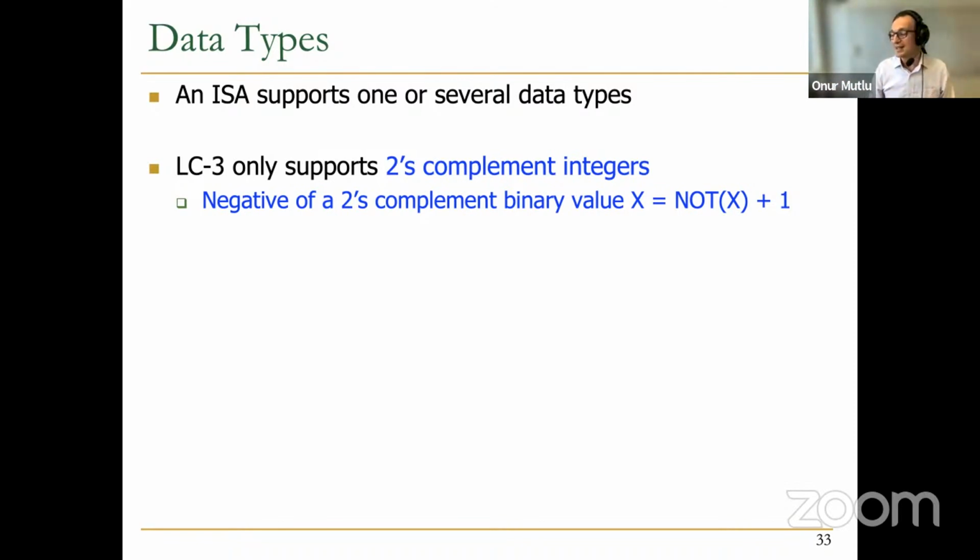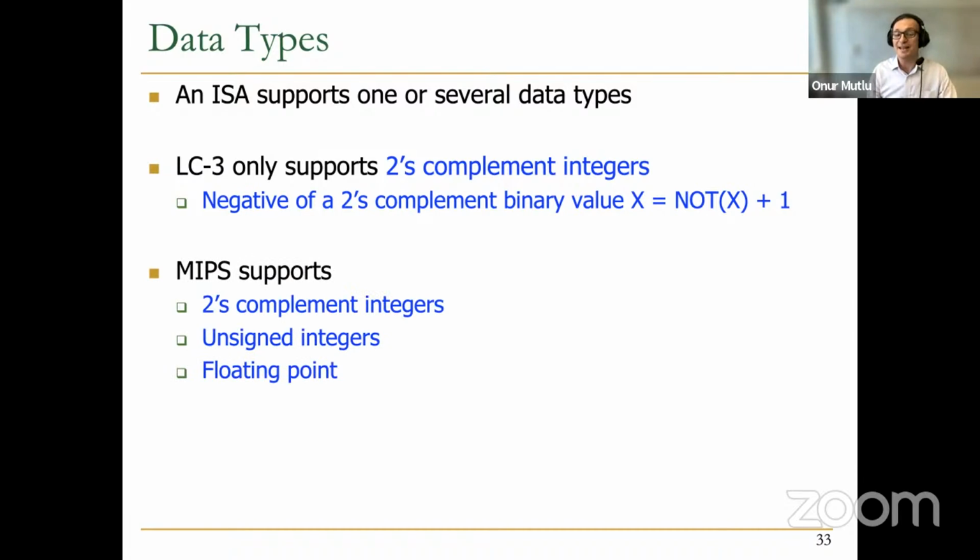And LC3 is a very simple instruction set architecture that supports only 2's complement integers. MIPS, on the other hand, supports 2's complement integers, which are supported by essentially all computing architectures today. But it also supports unsigned integers. It also supports floating point operations. Unsigned integers are basically integers that are not signed. Everything is greater than or equal to 0. Floating point is basically fractional values.